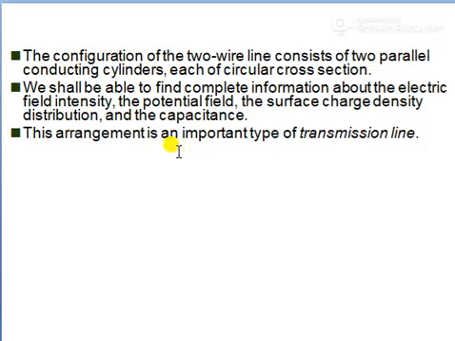Now next, the configuration of a two wire line consists of two parallel conducting cylinders, each of circular cross section. We shall be able to find complete information about the electric field intensity, potential field, surface charge density distribution and capacitance. This arrangement is an important type of transmission line. So this is the two wire line capacitor.